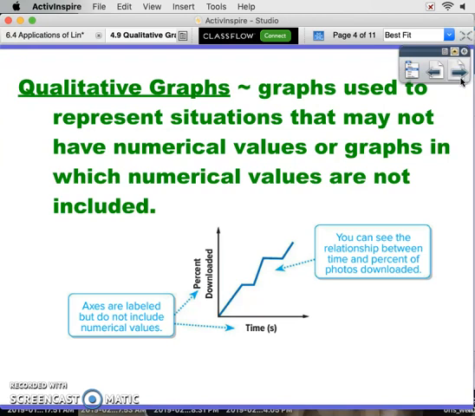So the first thing we have to do is define it. A qualitative graph is a graph used to represent situations that may not have numerical values, or graphs in which numerical values are not included. So something like this, where you label your x and y axis, but don't include any numerical data. It's not going to have 1, 2, 3, 4. But you can see the relationship between time and percent of the photos downloaded. So this is the relationship, meaning when there's 0 seconds, the percent downloaded would be 0.